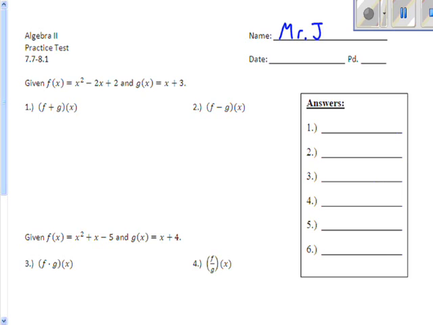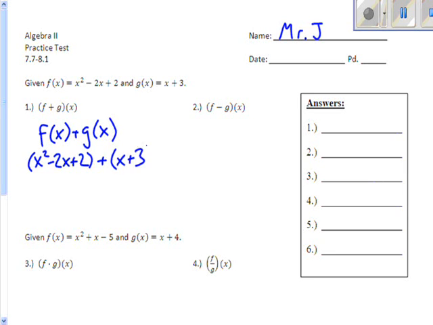If we take a look at this first one, really the only difference between this and what we've already done in this course is the notation. This f plus g of x, remember that this means the same thing as f of x plus g of x. It's just telling us that I want to add these two functions together. F of x is x squared minus 2x plus 2, and g of x is x plus 3. And since I'm just adding these together, I don't need the parentheses.